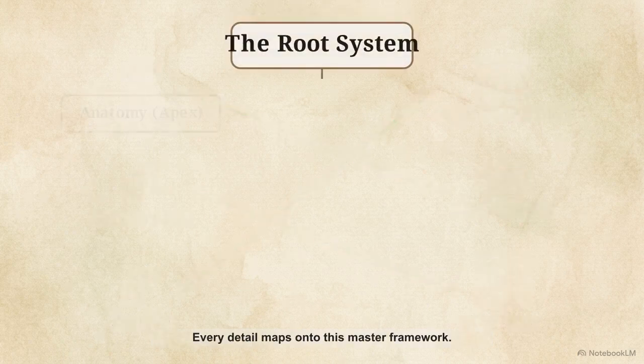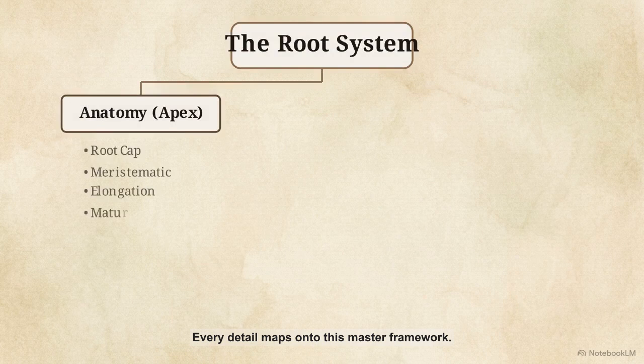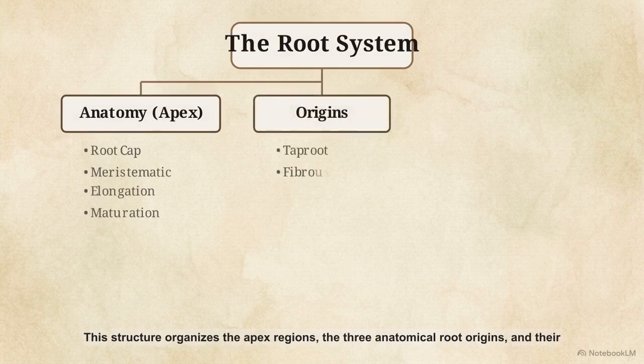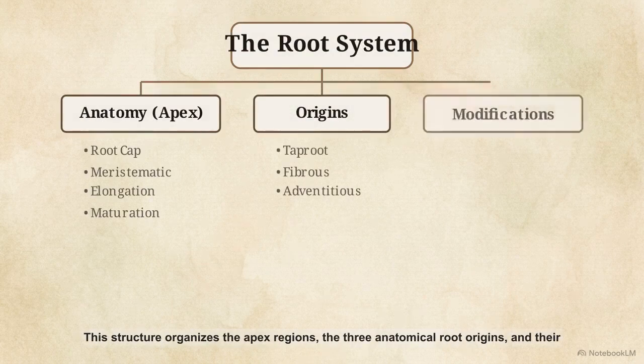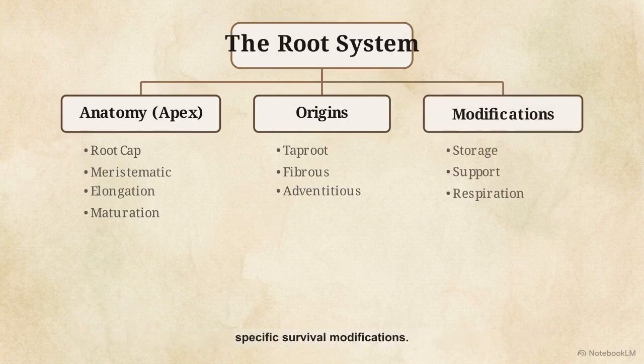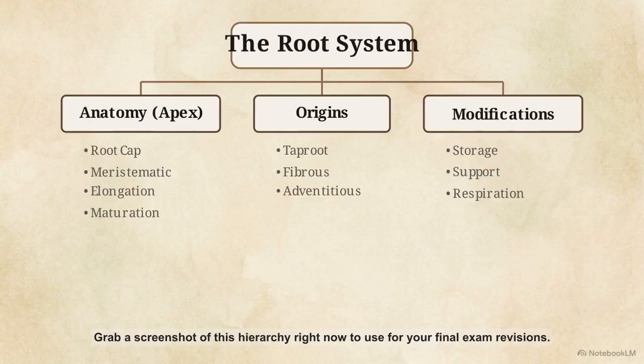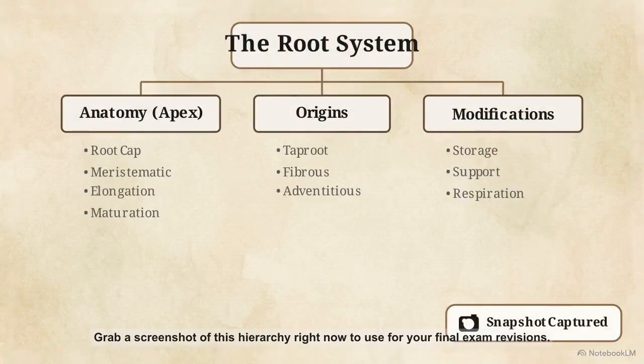Every detail maps onto this master framework. This structure organizes the apex regions, the three anatomical root origins, and their specific survival modifications. Grab a screenshot of this hierarchy right now to use for your final exam revisions.